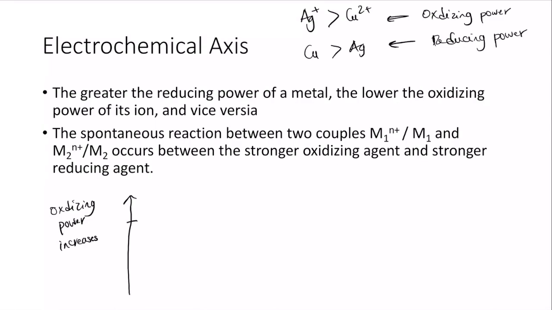Okay, here we have Ag+ above Cu2+, because Ag+ is greater than Cu2+. Now this is comparing oxidizing powers. Now let's compare the reducing powers. As we go down, the reducing power increases. So Cu is greater, so Cu is below Ag.